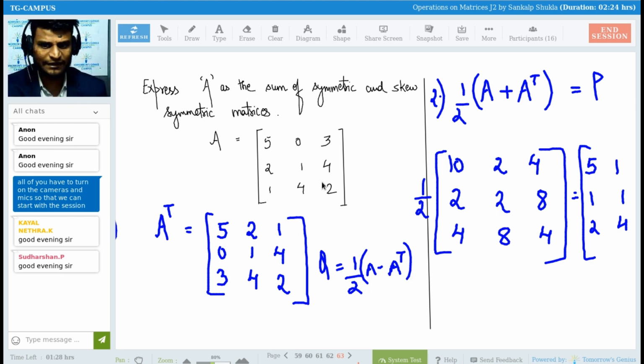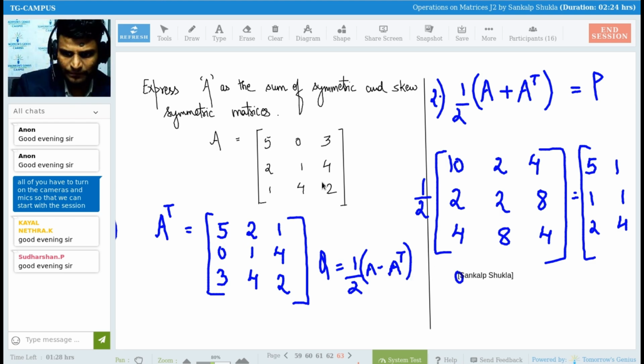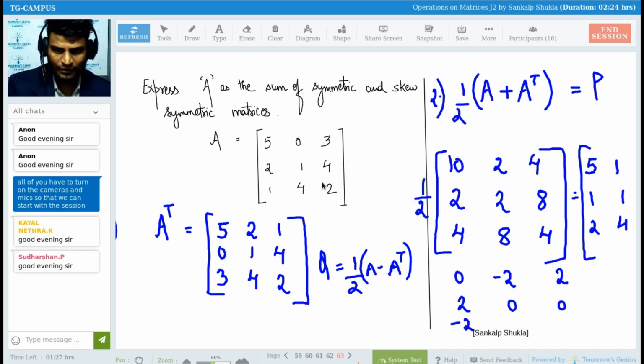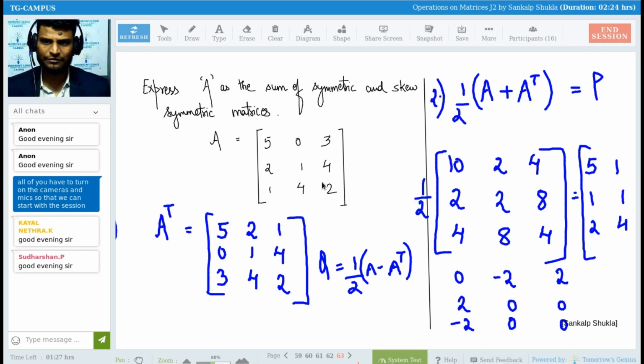So I can find the value of A minus A transpose, that is supposed to be 0. 0 minus 2, it will be minus 2. 3 minus 1, it will be 2. 2 minus 0, it will be 2. 1 minus 1, it will be again 0. 4 minus 4, it will be 0. 1 minus 3, it will be minus 2. And 4 minus 4, it will be 0. And 2 minus 2, it will be 0.